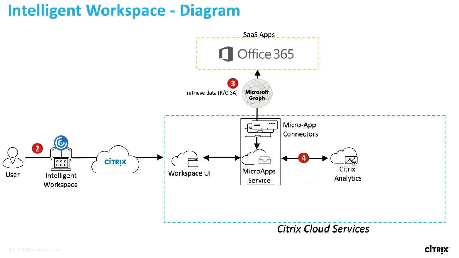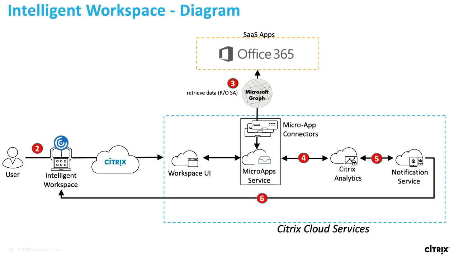Then the information is sent to Citrix Analytics, which is going to sort all the relevant cards that the user needs to be shown. The Citrix Analytics service is going to contact a notification service, which eventually pushes all the cards to the Citrix Workspace app UI.